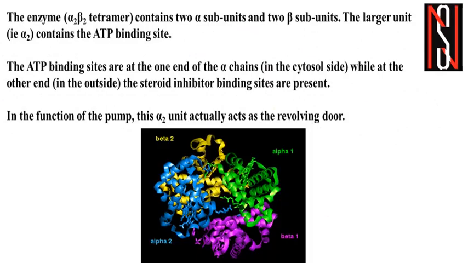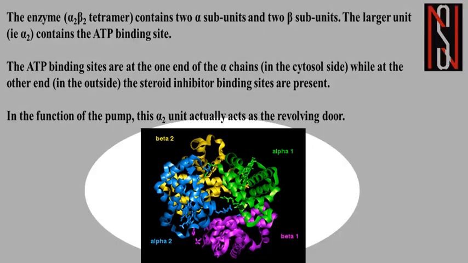So we have already discussed that the sodium potassium enzyme has two alpha subunits and two beta subunits, and as a whole it is named the alpha 2 beta 2 tetramer. Among these, the alpha subunit is the larger, which contains the ATP binding site. On one side of this alpha subunit the ATP binds, and at the other side the steroid inhibitor binding sites are present. In the function of this pump, the alpha 2 unit acts as a revolving door, which we will see when we learn the detailed mechanism of this sodium potassium pump.